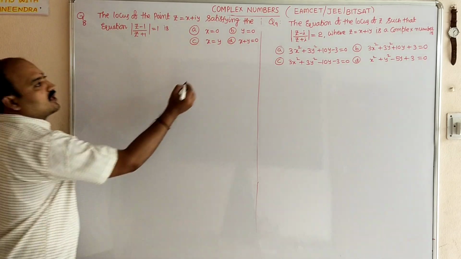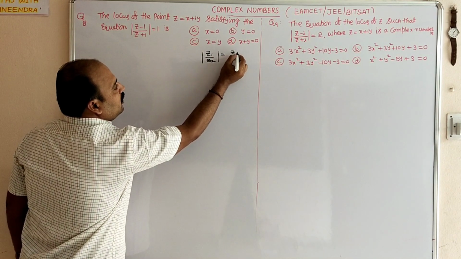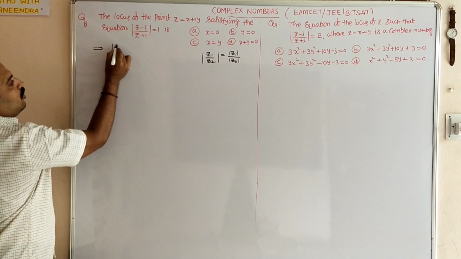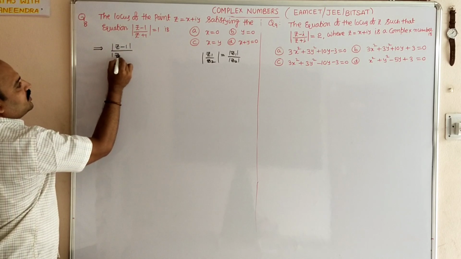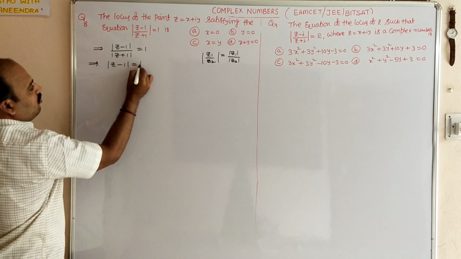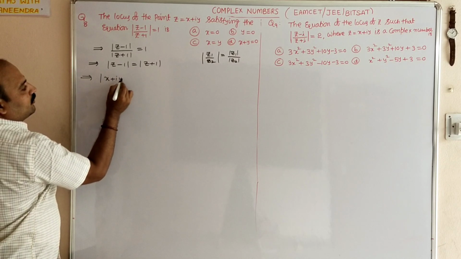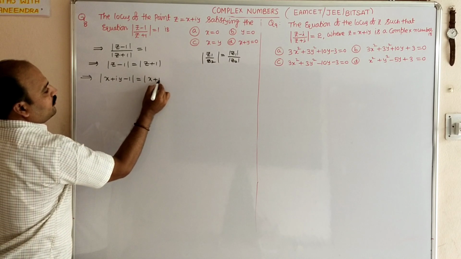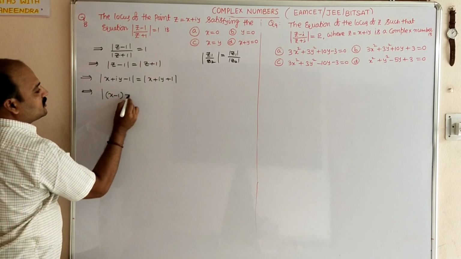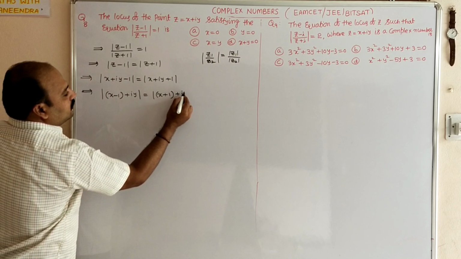In the previous question itself, I said that |z1/z2| = |z1|/|z2|. So by using that, we can write it as |z - 1| divided by |z + 1| equal to 1. Cross multiplying, |z - 1| = |z + 1|. So |x + iy - 1| = |x + iy + 1|, that implies |(x - 1) + iy| = |(x + 1) + iy|.